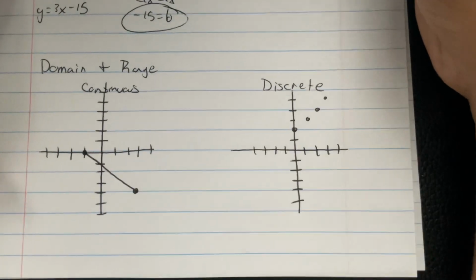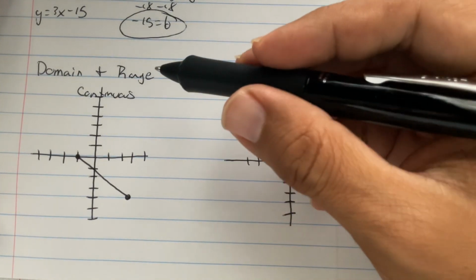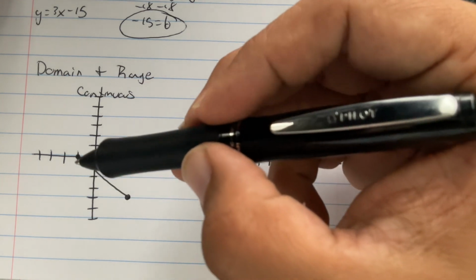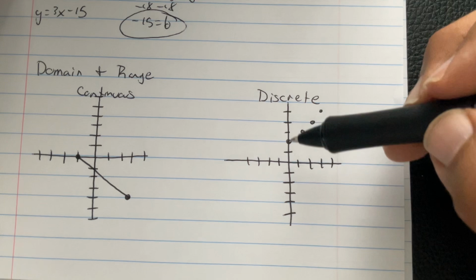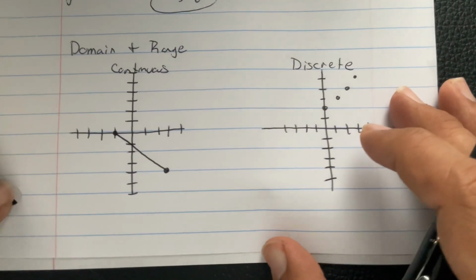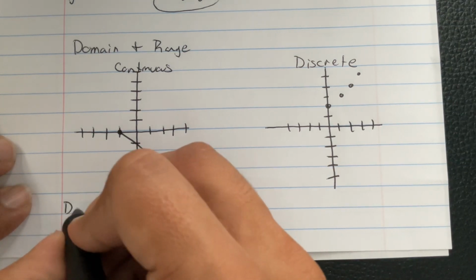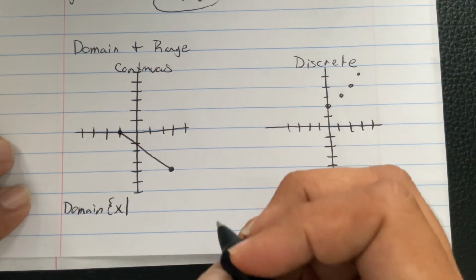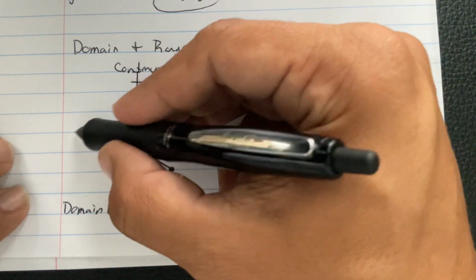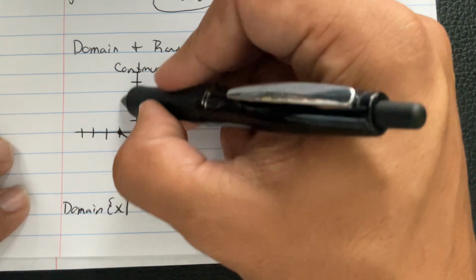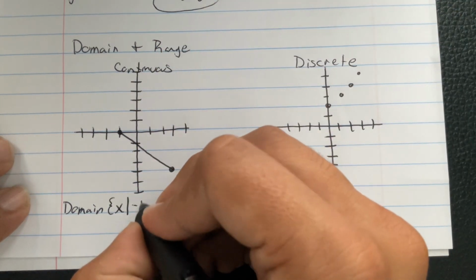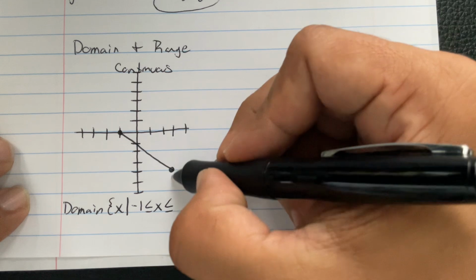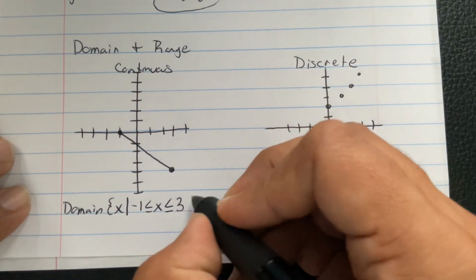All right, so let's do domain and range. Domain is all possible x's, and range is all possible y's. This is an example of a continuous graph, because it continuously connects two points, or at least is continuously going. This is not continuous, this is discrete. So let's do the domain, and I'm going to write it in set builder notation. So the domain is going to be x, the lowest x is negative 1. So it's going to be from negative 1 all the way to 3, as far as it goes.